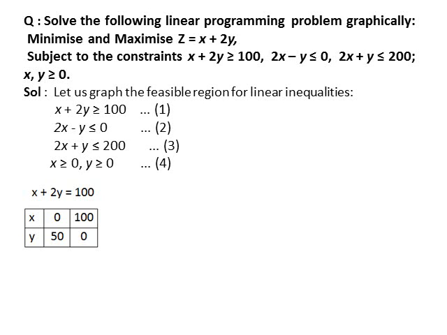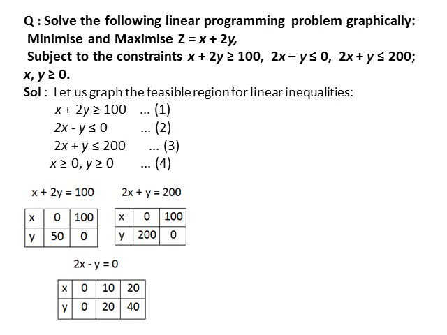For x plus 2y equals to 100, when x is 0, y is 50. When y is 0, x is 100. For 2x plus y equals to 200, when x is 0, y is 200. When y is 0, x is 100. For 2x equals to y, when x equals to 0, y is also 0. So in this equation we choose two more values, that is x is 10, y is 20, and when x is 20, y is 40.